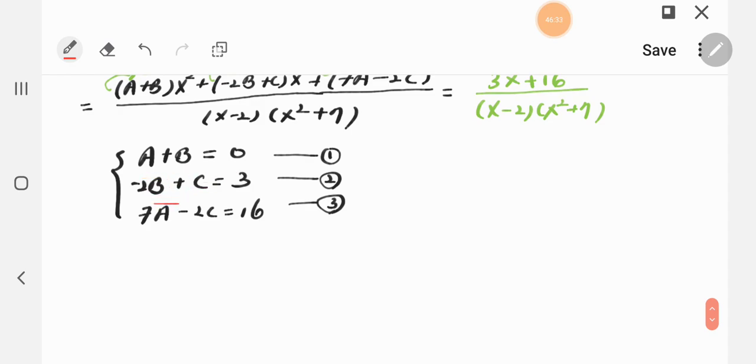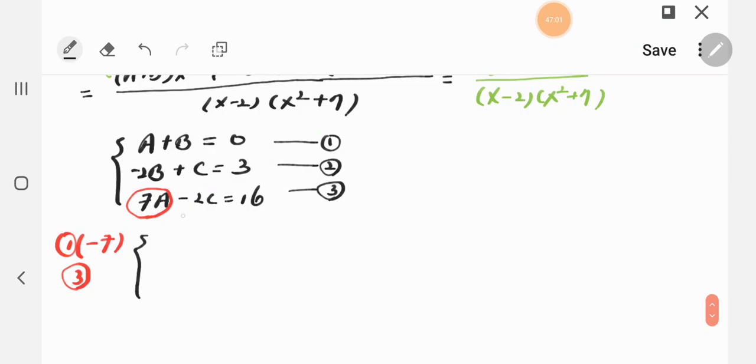Okay, so AB, BC. Okay, let's eliminate a using the first equation. So I will multiply the first equation by negative 7 and add it to the third equation. So negative 7a, negative 7b is equal to 0, and the third equation, 7a minus 2c is equal to 16.